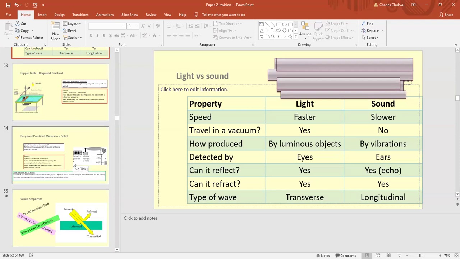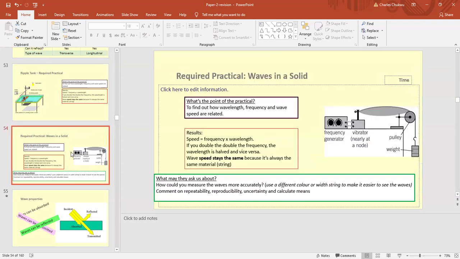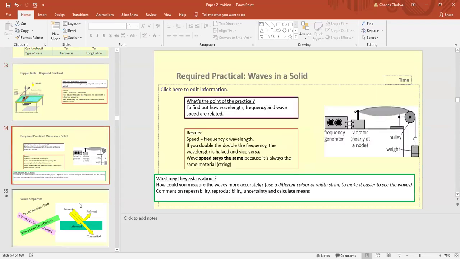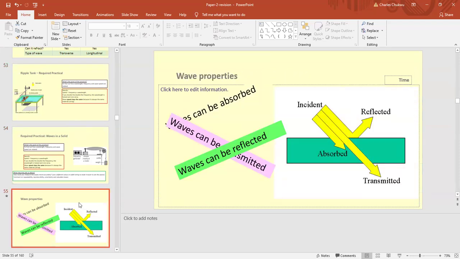Okay, so the next one is a practical ripple tank experiment. So I'll leave that for you. You can go through it. I'm hoping that it is not for higher, but for foundation.